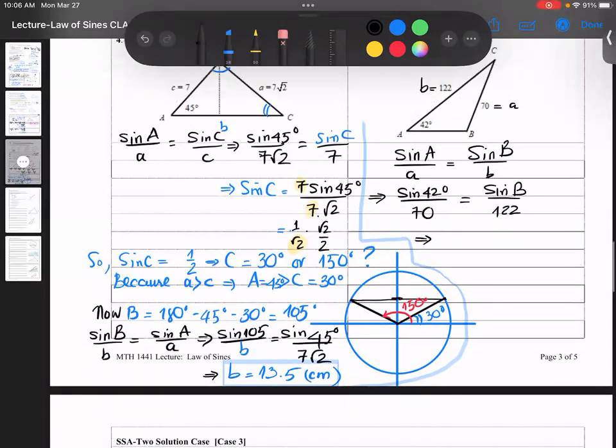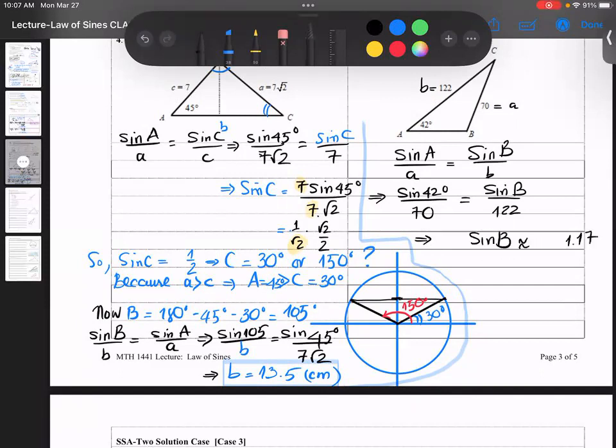This implies sine big B equals 122 times sine 42, divided by 70. I got 1.17 roughly, yeah? So roughly, leave a little space, 1.17.